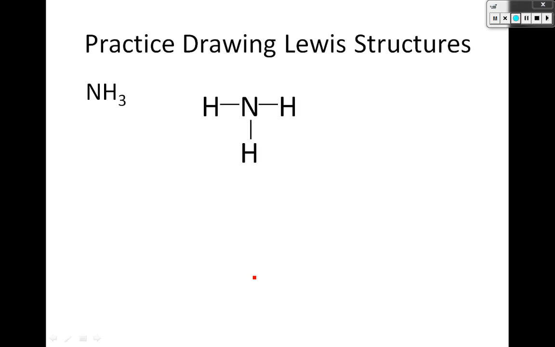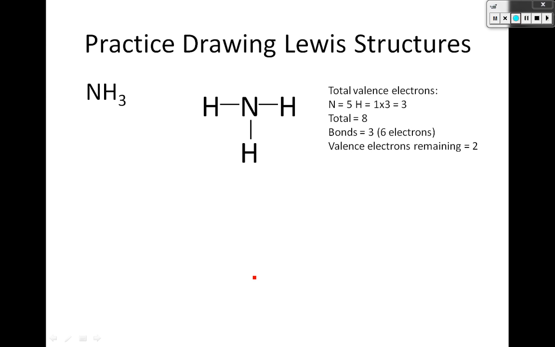It's not always the case, but what is always the case is hydrogen, because it only has one valence electron, only ever bonds once. So it can never be a central atom. It's always got to be on the outside because it can only have one bond. It only has one valence electron. So we're going to draw this.